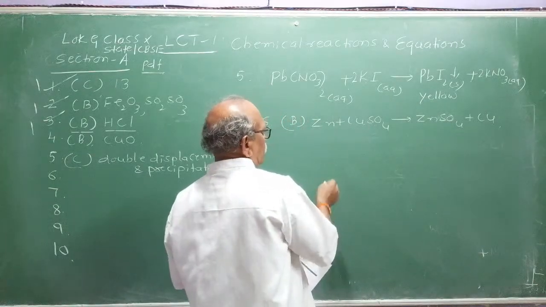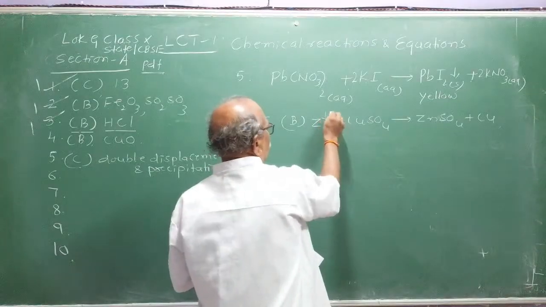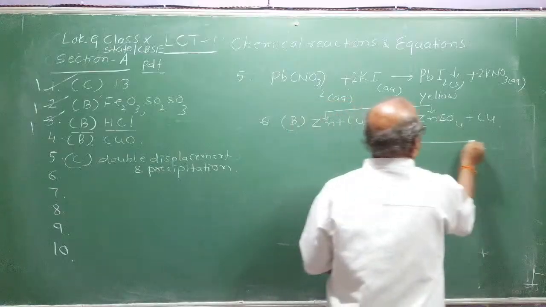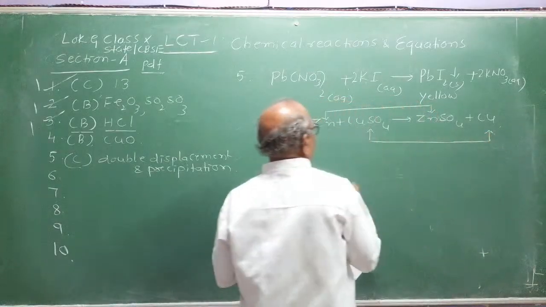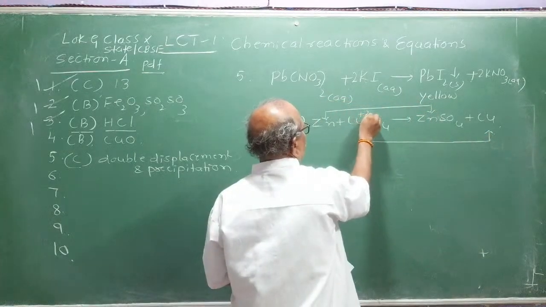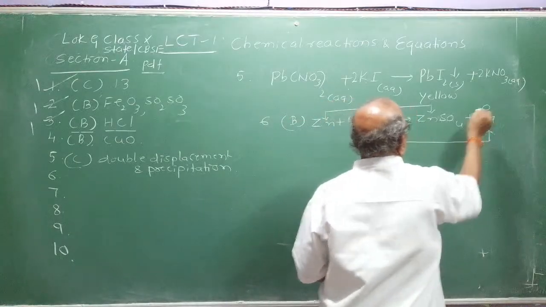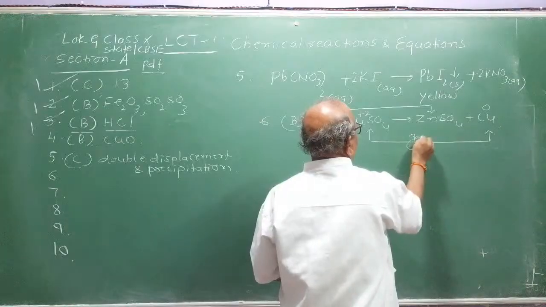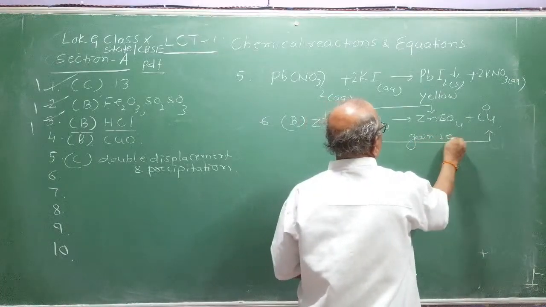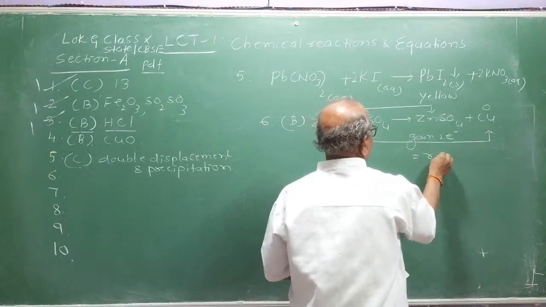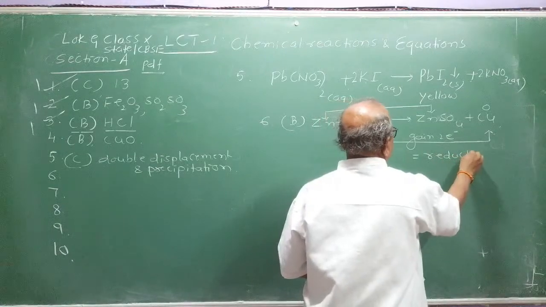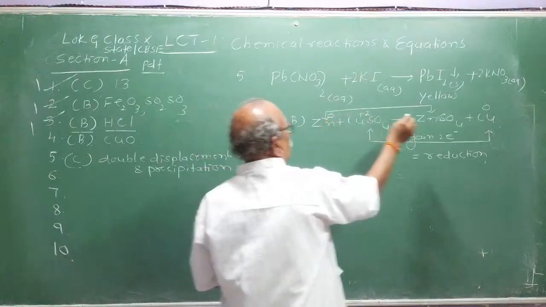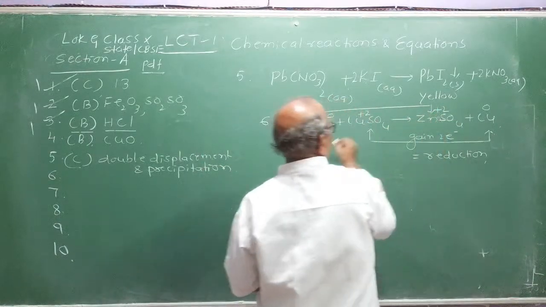Look here. It is a redox reaction because zinc is converted to zinc sulfate and copper sulfate is converted to copper. Why? Because the valency of copper is +2, it becomes 0. To go from +2 to 0, it gains 2 electrons. Gain of electrons is called reduction. I told you in the last class. And Zn was 0, now it is zinc sulfate, +2.